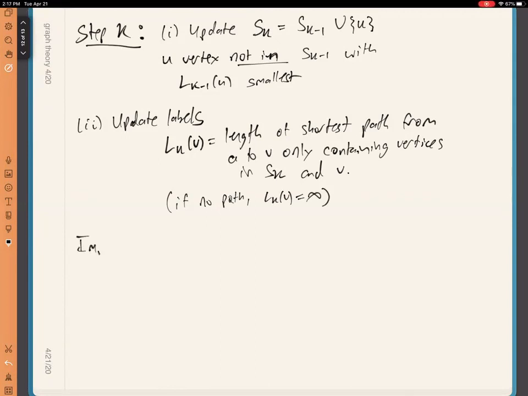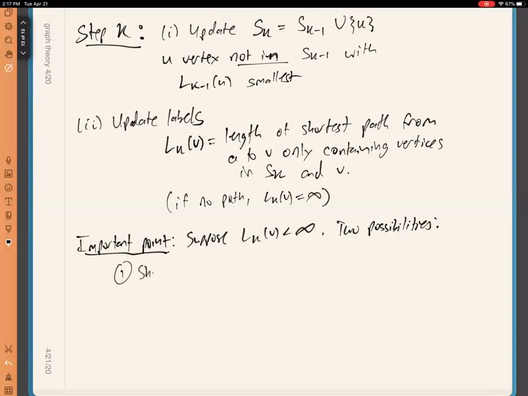I want to point out an important observation. Let's suppose we have a vertex V where the label is finite, which means there actually was a path from A to V in Sk. So there are two possibilities in this case. The first possibility is that the shortest path from A to V in Sk does not contain the vertex U, which was just added.